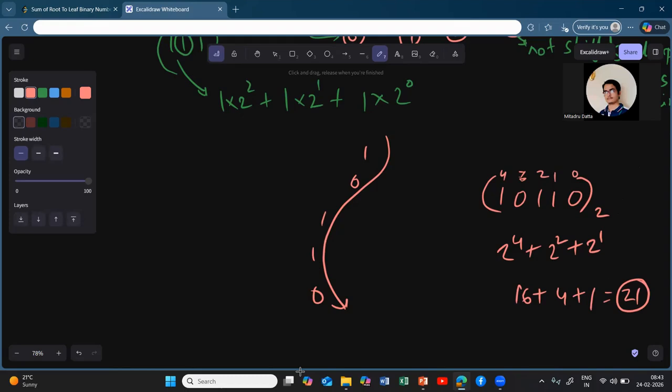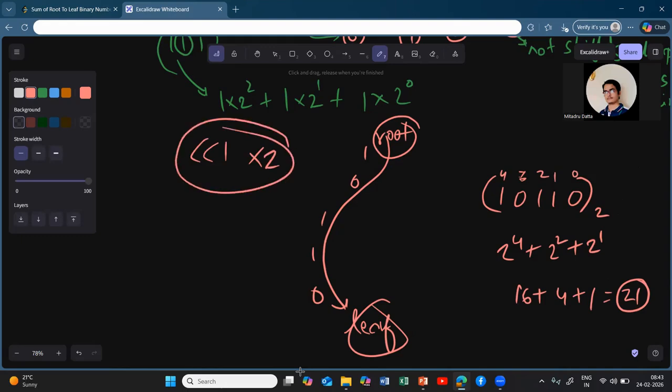Suppose you want to get this number in your path from root node to leaf node. Suppose this is just one of your paths, and you are doing a DFS traversal. What you will do in this case is, every time you can just shift it. Shifting by 1 also means multiplying by 2. I hope you know this.